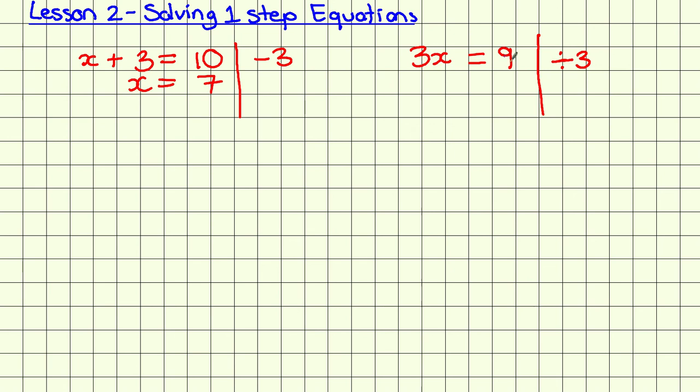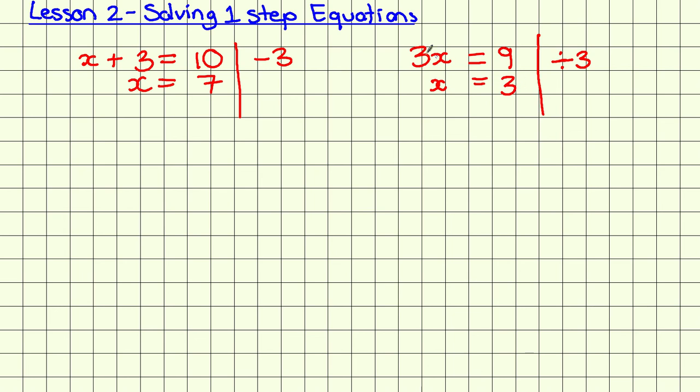If you divide by 3 on both sides, that makes that 3 disappear. So you get x by itself, which is what I want. I want the letter by itself. Then you also have to divide by 3 here. See if you've still got your multiplication grid. Feel free to use that to give you a wee helping hand here. So 9 divided by 3 just gives you 3. And that's your answer.